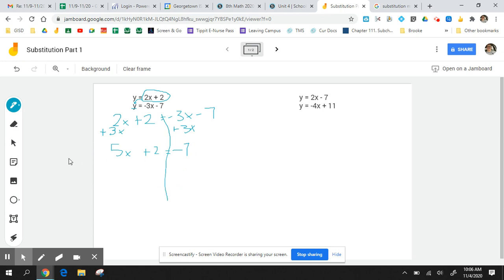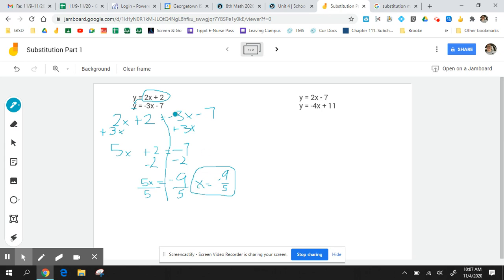All right, we have a two-step equation now. So I'm going to subtract 2 from both sides, and 5x equals negative 9. All righty. So I'm going to divide by 5. And now I know exactly what my x is. x equals negative 9/5. Okay, so this is part of my answer. I have the x coordinate, okay?